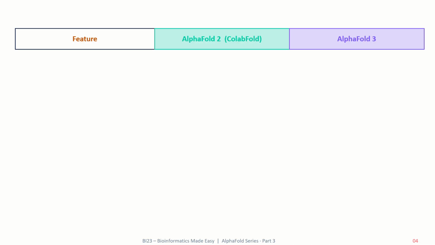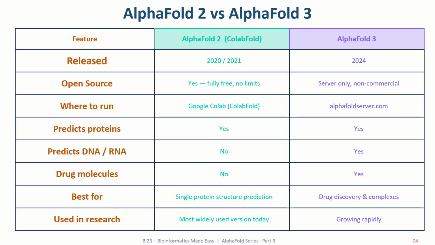Now quickly, what is the difference between what we just did and AlphaFold 3 from the last video? AlphaFold 2 via ColabFold is fully open source and free with no usage restrictions. It is great for predicting single protein structures and is the most widely used version in research today. AlphaFold 3, on the other hand, can handle proteins together with DNA, RNA, and drug molecules, which makes it more powerful for drug discovery. For most everyday bioinformatics work, AlphaFold 2 is perfectly fine and is what most researchers use.